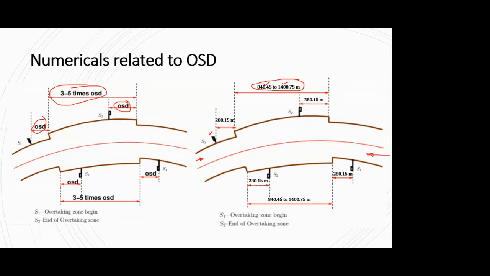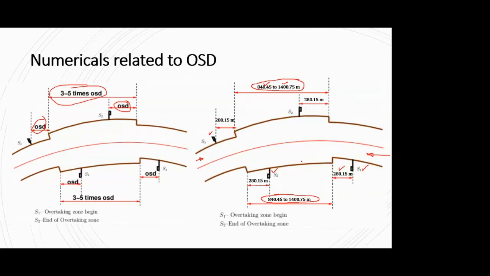Similarly is the case for the left moving traffic: the first signpost here, then the overtaking sight distance of 280 meters, then the wider road of the same length, so that there is a symmetry in both directions, and then again the end of overtaking zone signboard. So this is the sketch that is expected when they ask for a sketch related to the overtaking zone.